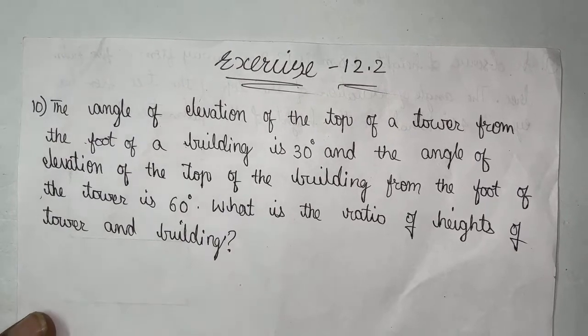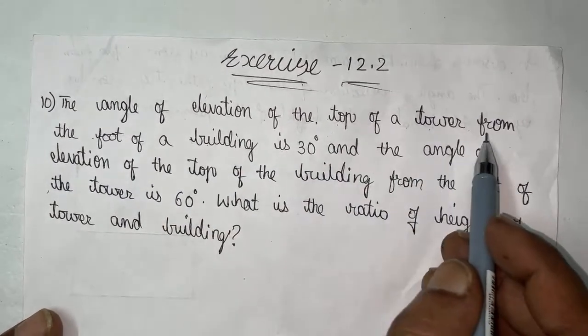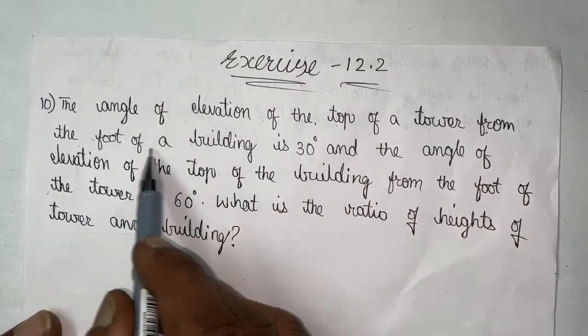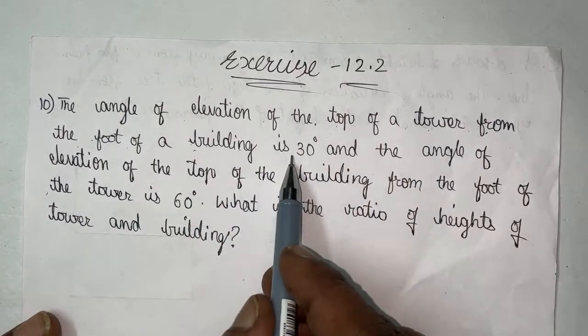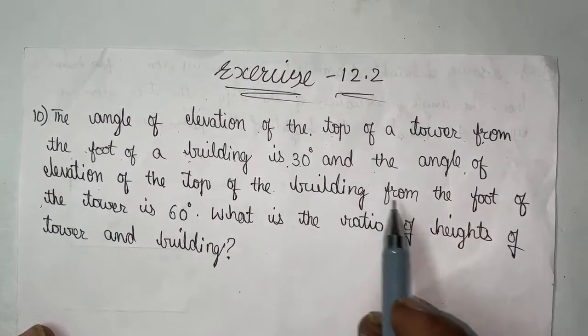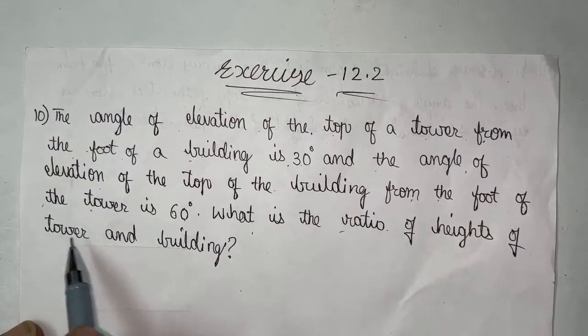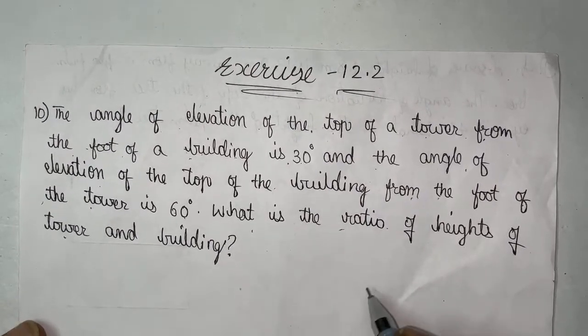Here you can see the last sum of today's ones. The angle of elevation of the top of a tower from the foot of the building is 30 degrees. The angle of elevation of the top of the building from the foot of the tower is 60 degrees. What is the ratio of the height of the tower and height of the building? This is a very interesting question.